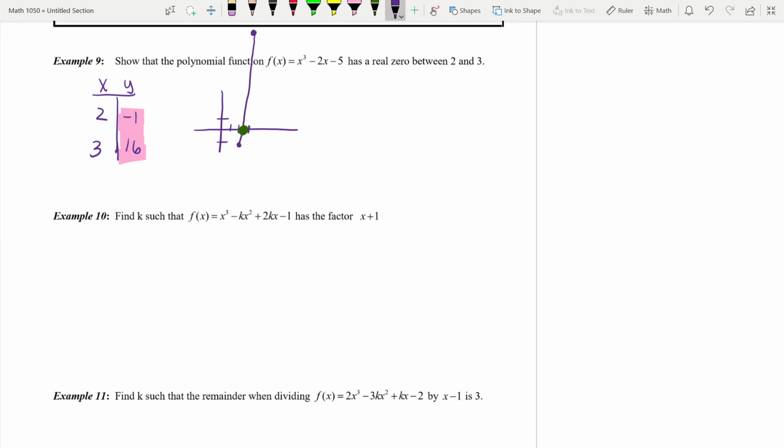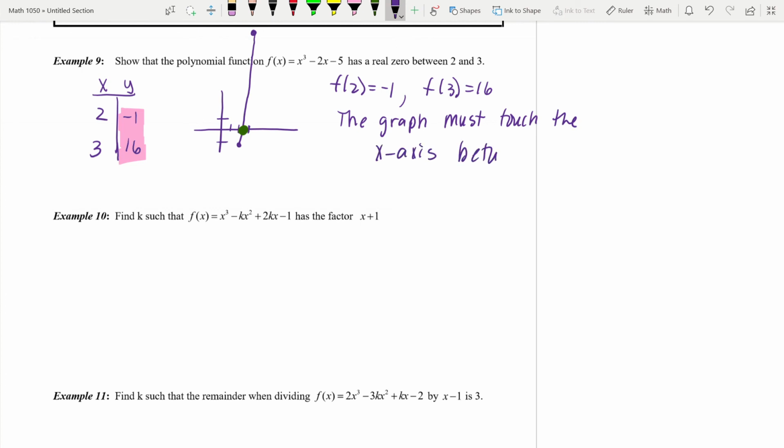Great. Here's how you could write it up, okay? Everybody go, f of 2 is -1, comma, f of 3 equals 16. And then I'm going to say the graph must touch the x-axis between 2 and 3. That's it.